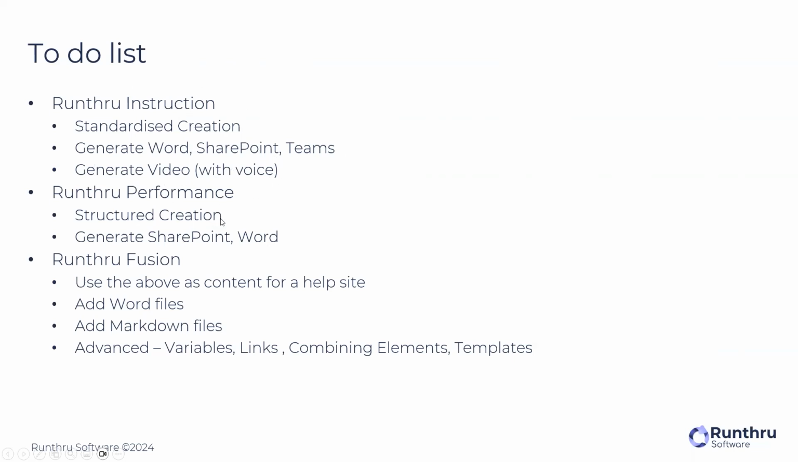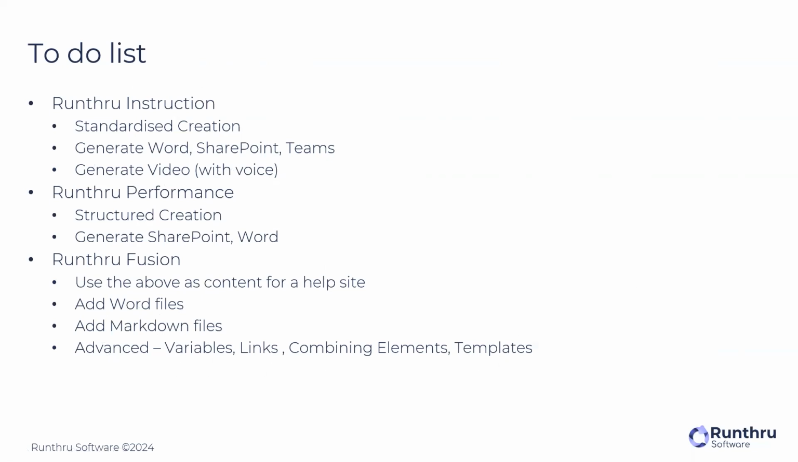Then we'll look at Performance, and in both cases, we're going to start with a partially completed asset rather than start from scratch. And certainly in the case of Fusion, we're going to see a structure that's already built, and we're going to include some of the content that is created above. So the assets that are created above will go into the Fusion site, plus Word files and some Markdown files. And if time allows, we'll dig a little deeper on that.